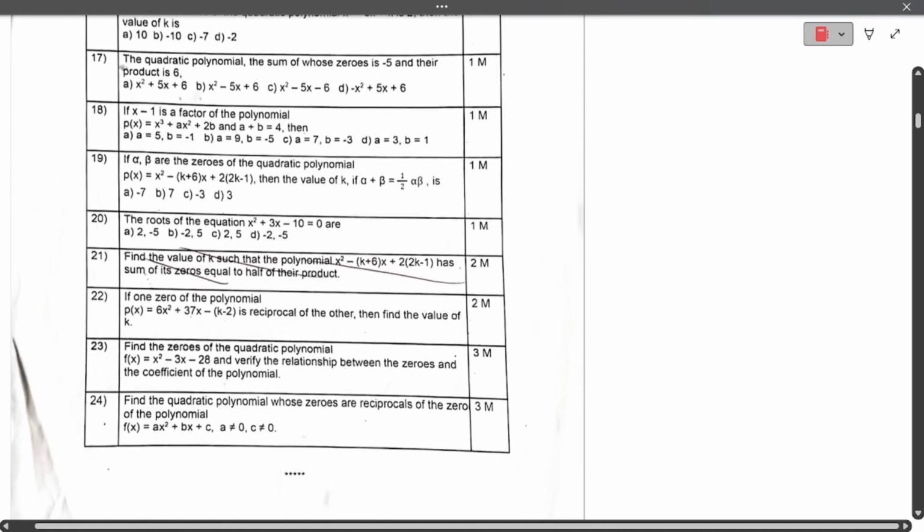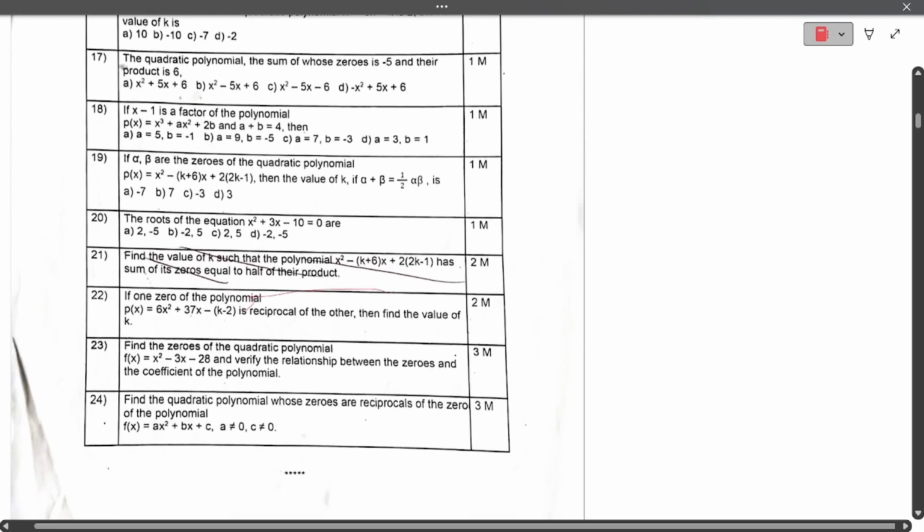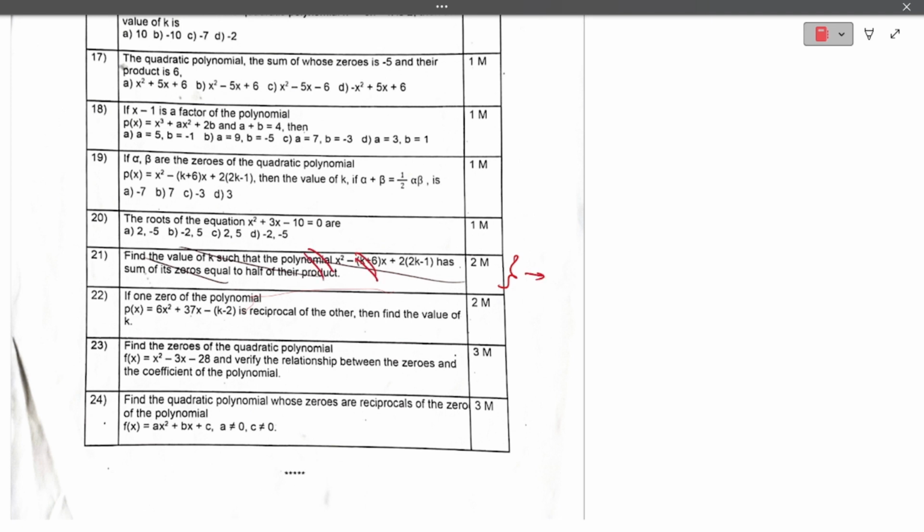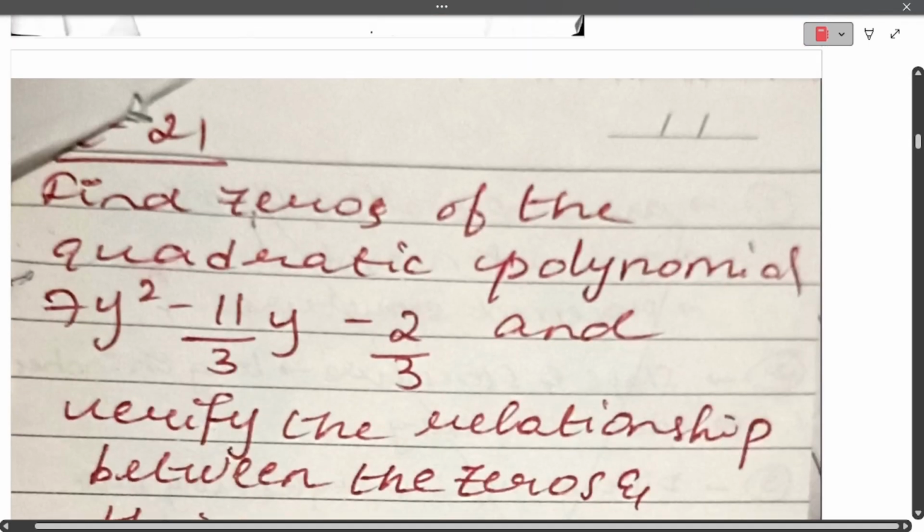Note that question number 21, which is mentioned here for 2 marks, is a repetition question of question number 19 itself. It's asked the other way around. So question number 21 was changed.